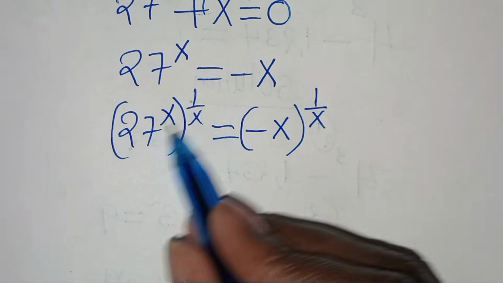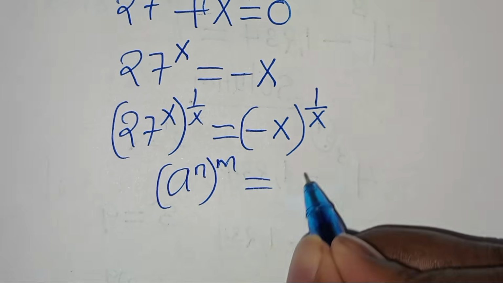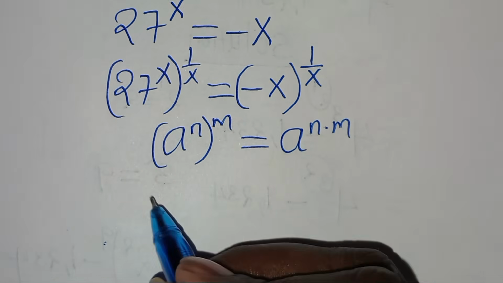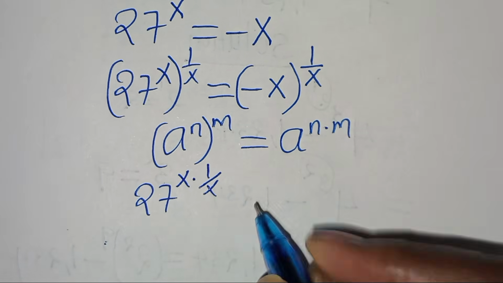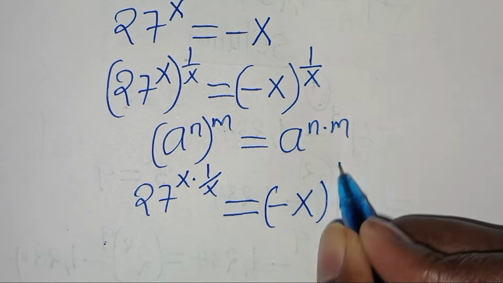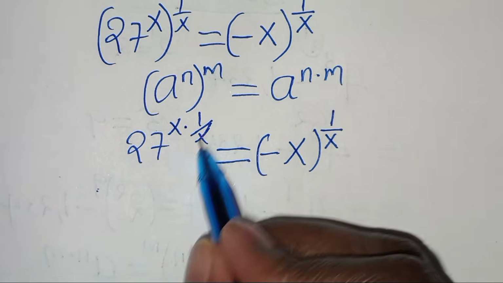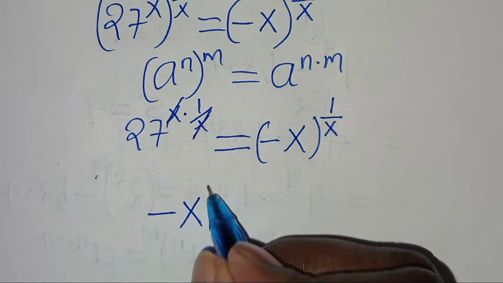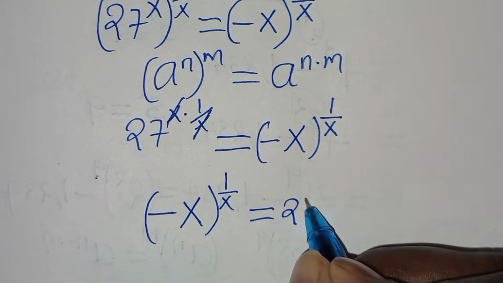Now, this is in the form of a to the power of n raised to the power of m, which can be expressed as a to the power of n times m. So this implies we have 27 raised to the power of x times 1 over x equal to minus x to the power of 1 over x. And this implies that here x and x simplify. So this is the same thing as minus x to the power of 1 over x equal to 27.